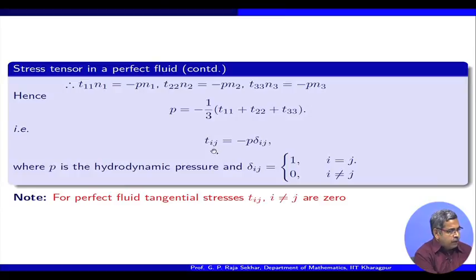Therefore, for a perfect fluid the corresponding stress tensor is T_ij equals minus p delta_ij, okay, and p is defined as the hydrodynamic pressure. Okay. So, in the perfect fluid stress tensor, the off diagonal entries will be 0. That means, there is no shearing effects. Okay. So, that is an important remark.